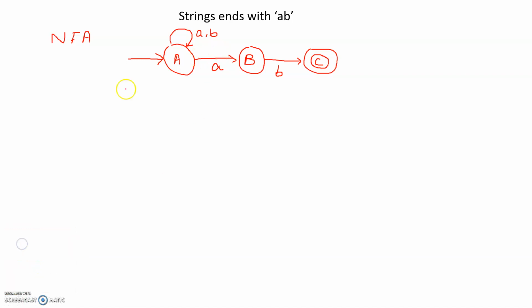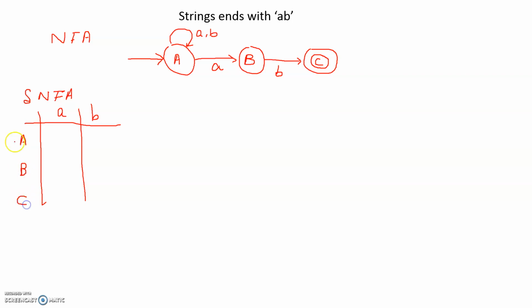So first you need to convert this diagram to the corresponding transition table for the NFA. So we can write the transition table here. We have two symbols, small letter A and small letter B, and we have three states here, A, B and C. Okay.